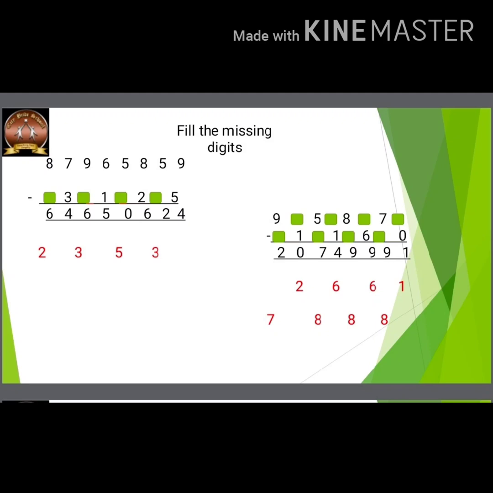I proceed. 7 minus what will give you 9? Now if I consider 1 into the box, 7 minus 1 will give me 6, 7 minus 2 will give me 5, 7 minus 3.